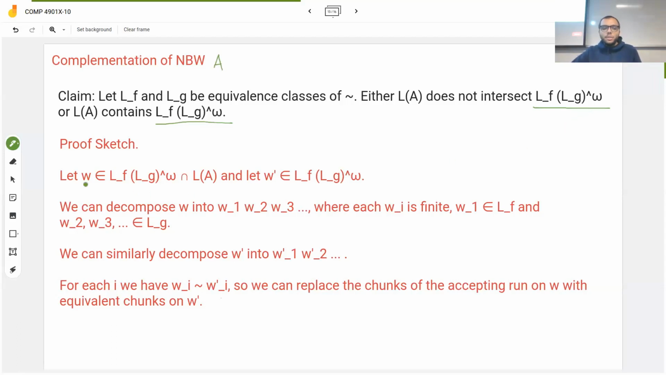So by assuming that only one string in LF LG omega was accepted by A, we could prove that every string in LF LG omega is accepted by A. So this proves the theorem. It proves that either A accepts everything in LF LG omega or nothing in LF LG omega. Okay, finally, we're getting somewhere.